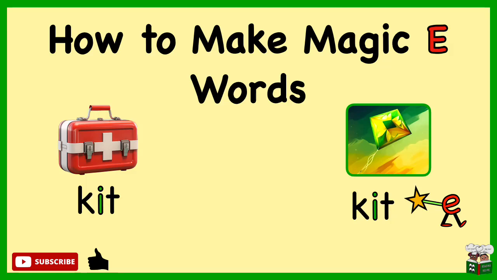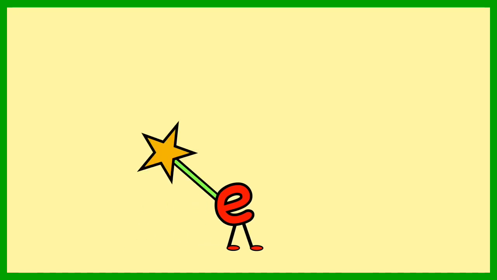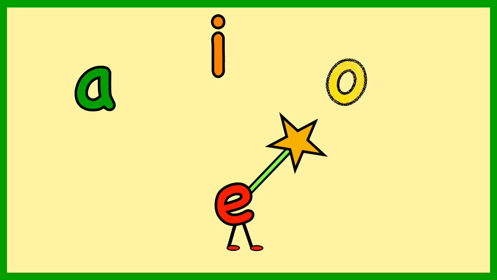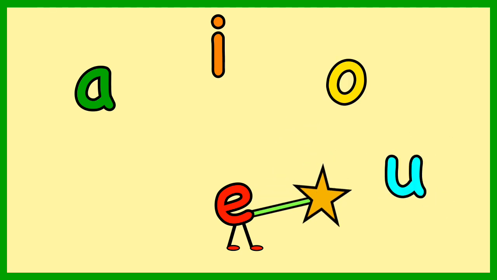How to make magic E-words. Hi, I'm Magic E. I make vowels say their names when they come before me. A, I, O, U. Let me show you what I do.